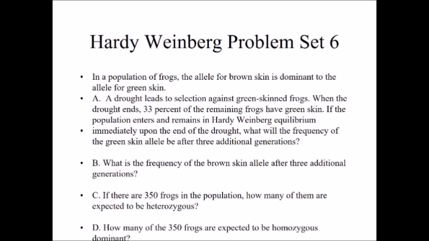If the population enters and remains in Hardy-Weinberg equilibrium immediately upon the end of the drought, what will the frequency of the green skin allele be after 3 additional generations? That's part A. Part B, what is the frequency of the brown skin allele after 3 additional generations? C, if there are 350 frogs in the population, how many of them are expected to be heterozygous? And D, how many of the 350 frogs are expected to be homozygous and dominant?